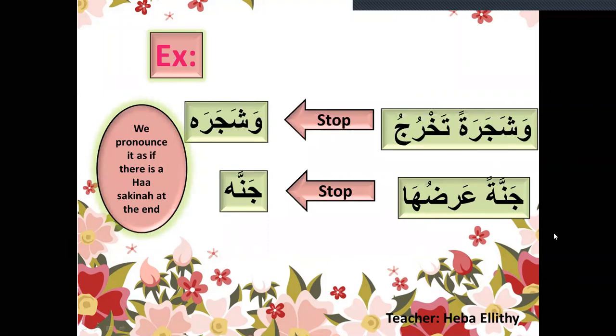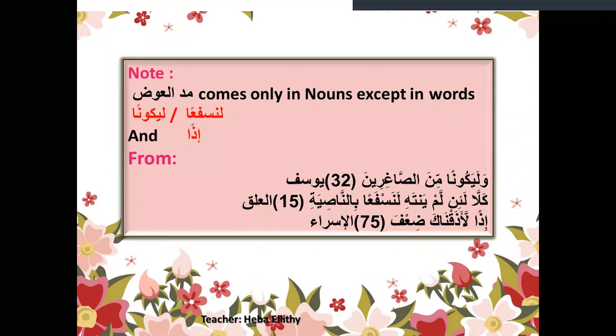This is our class for today. It's very easy. Our last point here is an important note, which is that مد العوض, the substitute مد, comes only in nouns, except in 3 words in the Quran. So tanween all the time comes just in nouns. For مد العوض, we're talking about tanween al-fath. Just in 3 words of the Quran, it's not nouns. What are these 3 words?